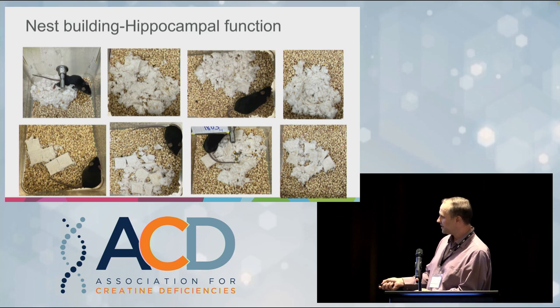And you can see in our knockout mice, this guy didn't touch his nestlets at all. And these are all littermates. So these are brothers, these are brothers, these are brothers. And you can see varying degrees of really poor nest building ability in these mice, which again reinforces that spatial learning deficit, that this really is a hippocampally mediated deficit.